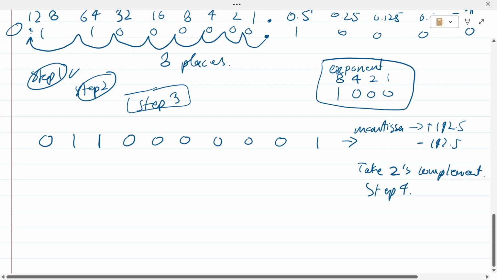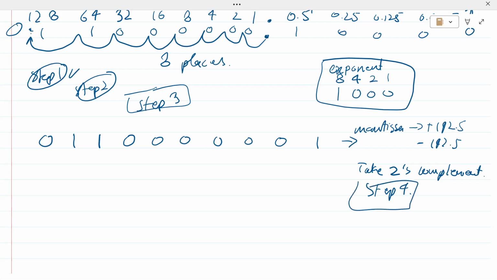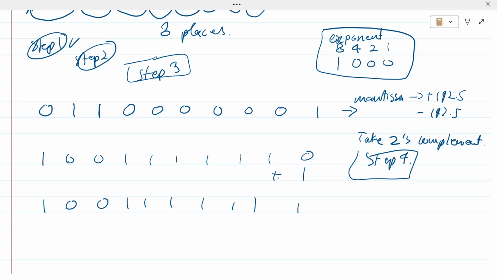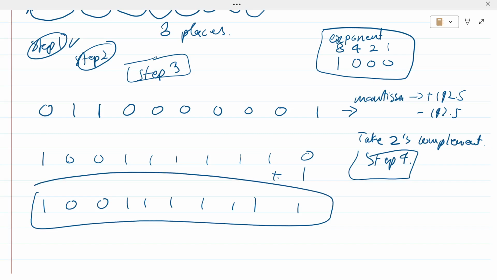Now you just have to take the two's complement. Two's complement has two steps. The first step is to invert all of the bits. That's going to be 1 0 0 1 1 1 1 1 1 and a 0, right? And then you add a 1 in here. So you get yourself 1 0 0 1 1 1 1 1 and another 1. Okay? This is your mantissa and this is your exponent, right?